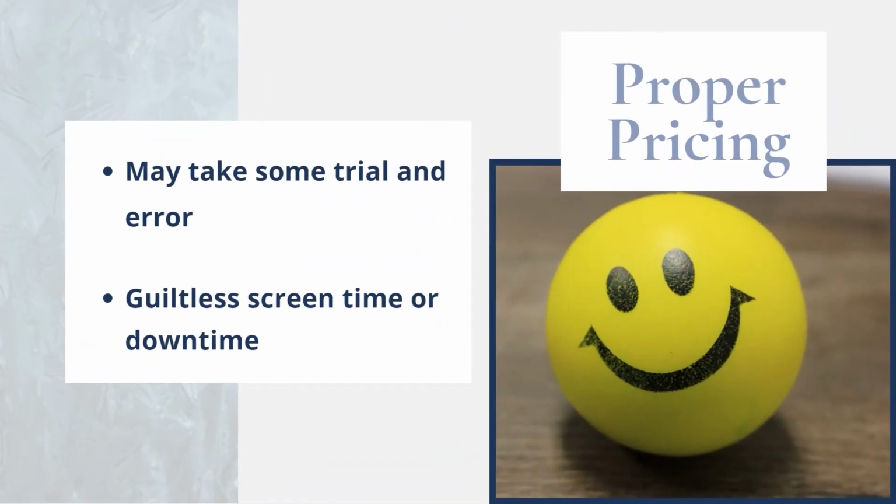The secret to the Corgi Ledger is properly priced rewards. It may take some trial and error to find this balance, but once you've found it, your kids will work hard to earn rewards, and you can say yes to screen time without the guilt. This is because you'll know exactly the number of hours of learning that's behind each and every hour of downtime.